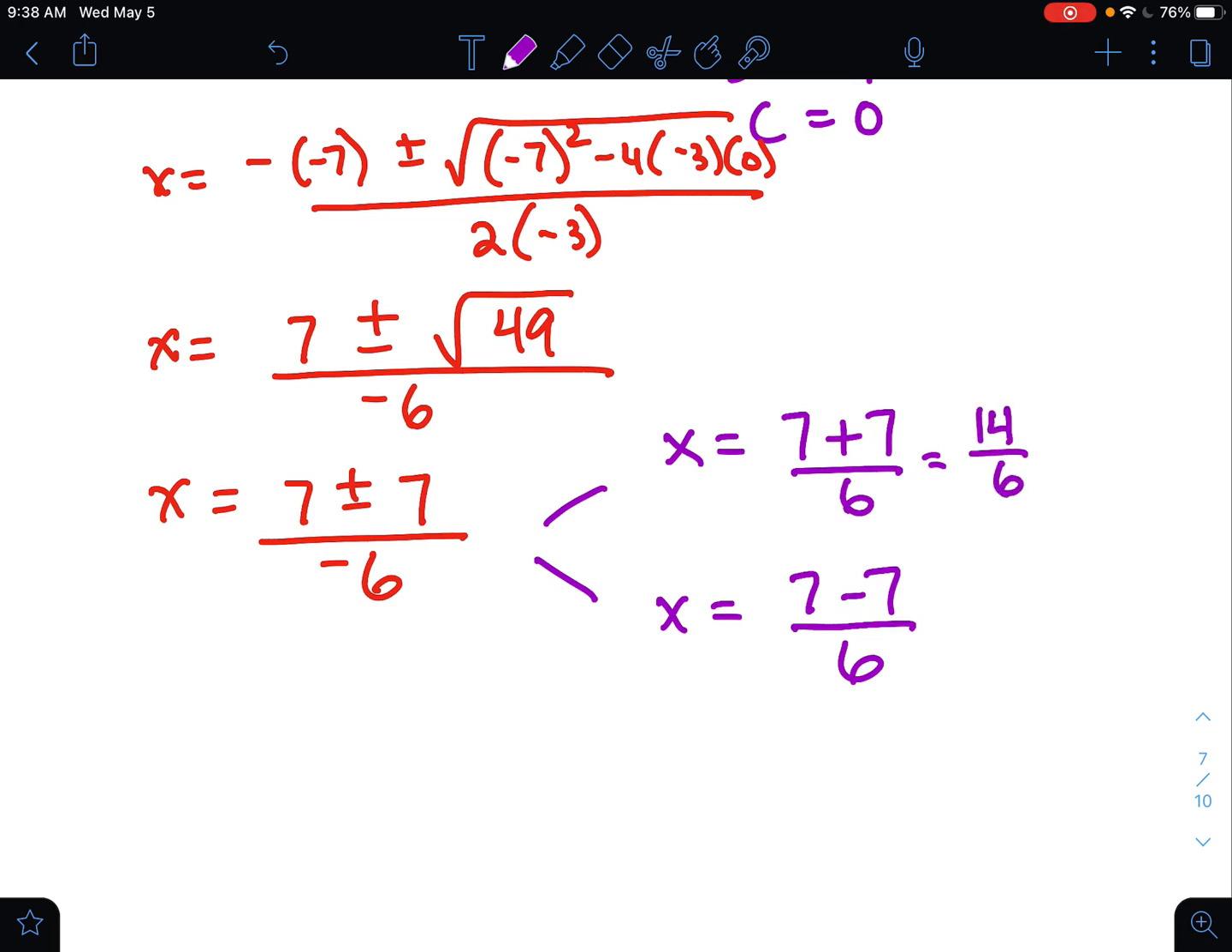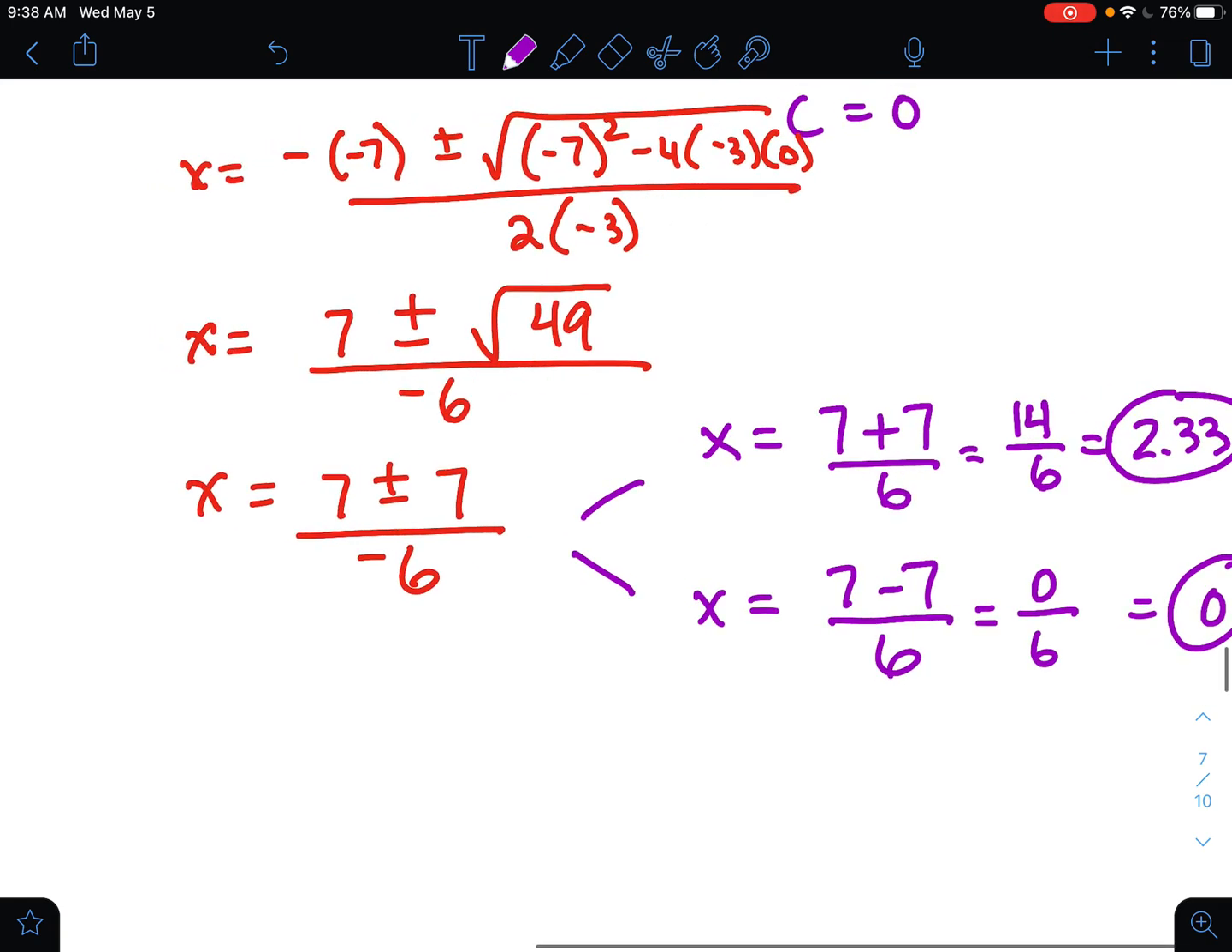14 divided by 6 is a repeating decimal. So in line with rounding, we're going to round to 2 decimal spots. So 2.33. 7 minus 7 is 0. Well, 0 divided by 6 is 0. So we have 2 solutions. One is 0 and one is 2.33. And that's fine to have 0. 0 is a place. Remember, visually, 0 is on the graph, so it's going through the origin at some point.